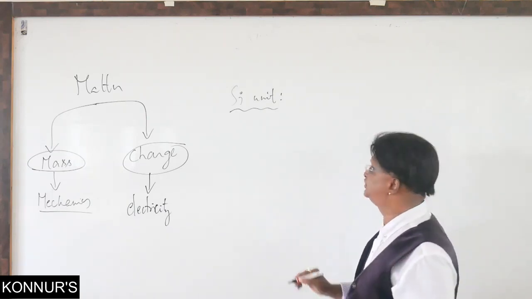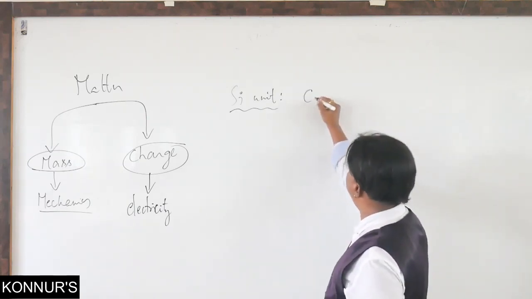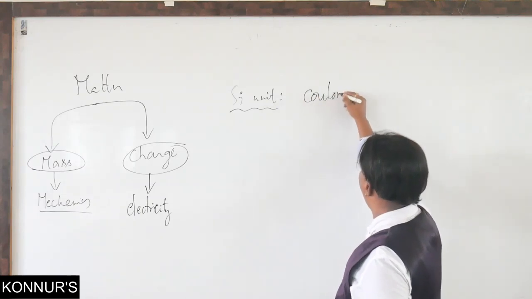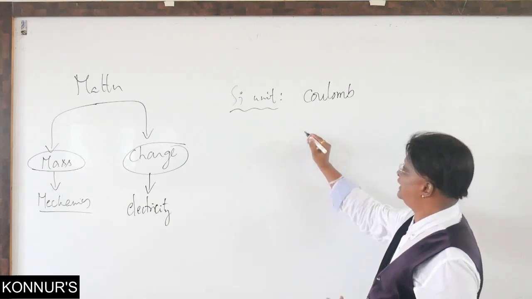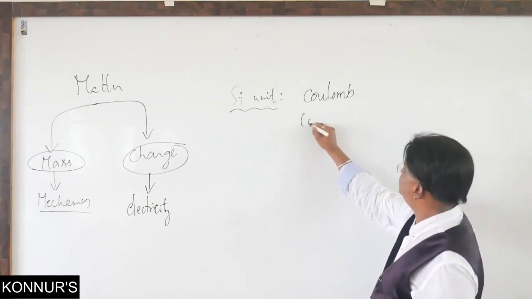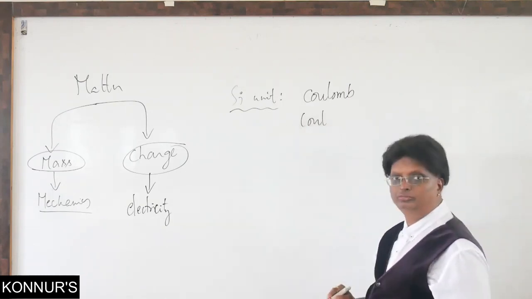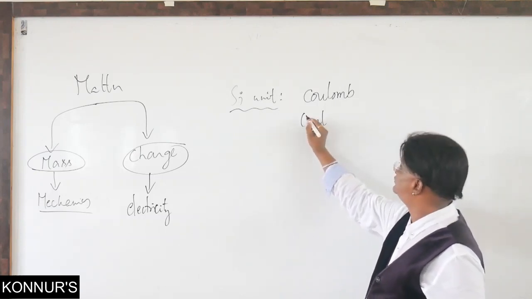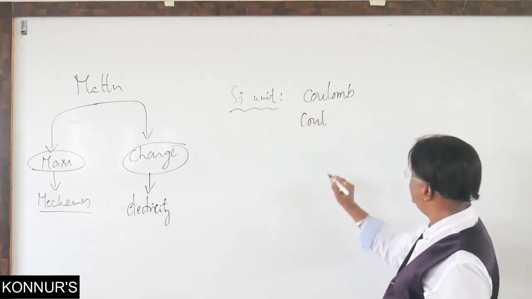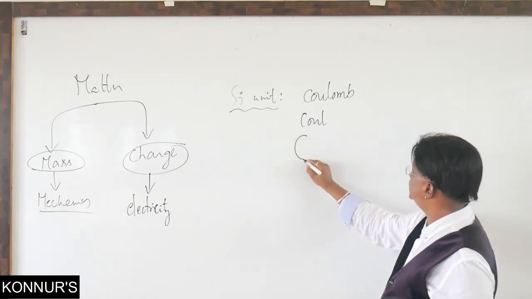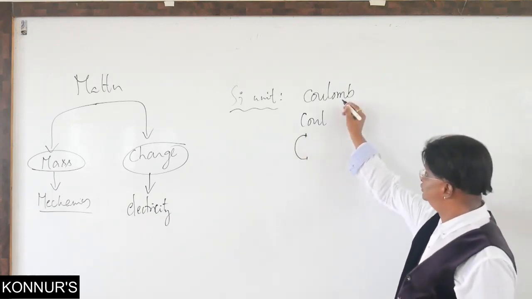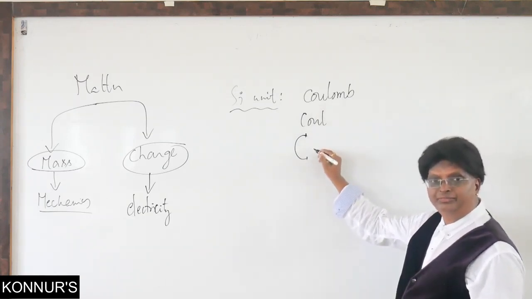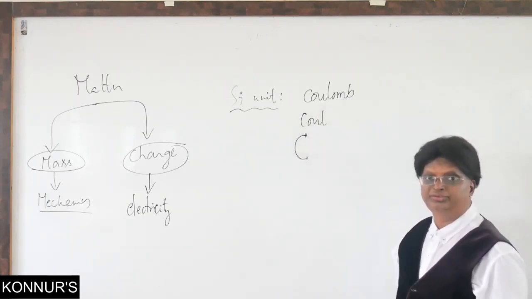Now, SI unit of charge is Coulomb, C-O-U-L-O-M-B. Generally, while writing, we abbreviate it as C-O-U-L. Remember, the C is a small letter we have to write, or else we represent it with the capital C as well. So SI unit is Coulomb, the symbol capital C we use.